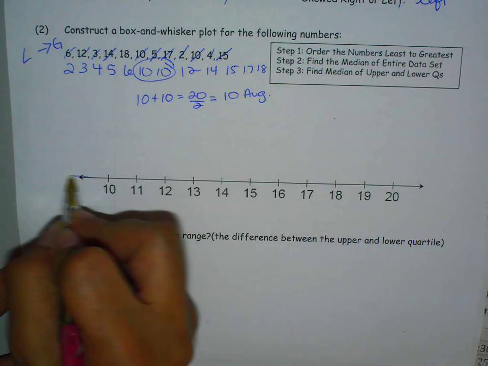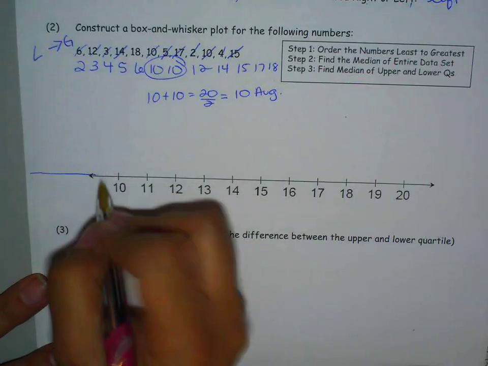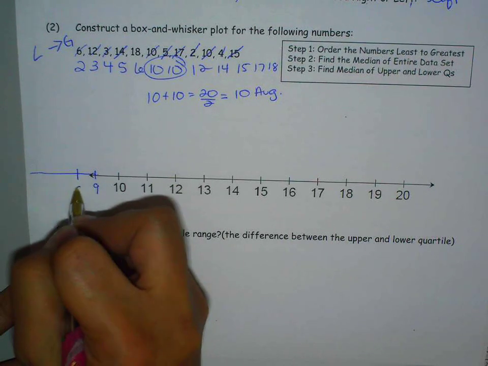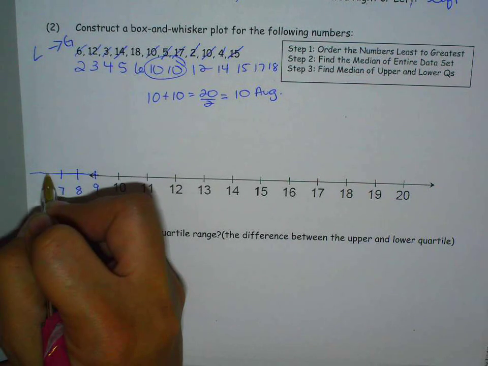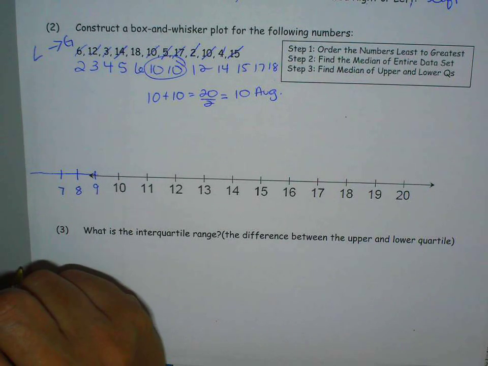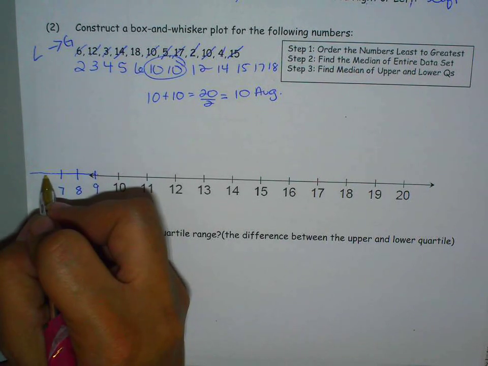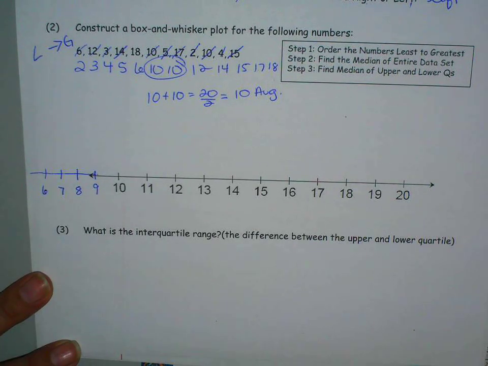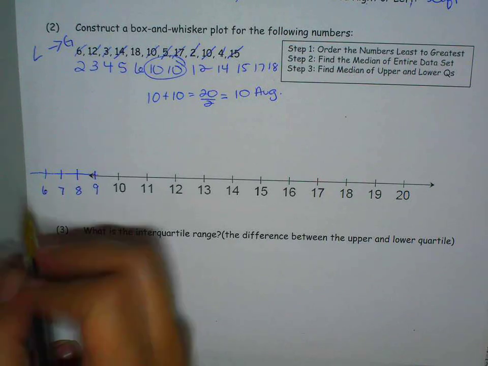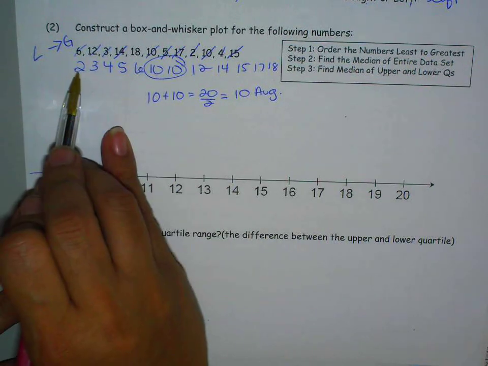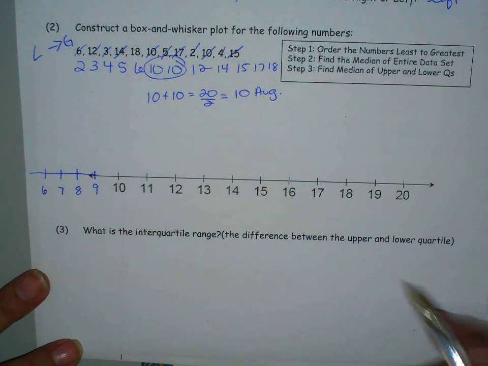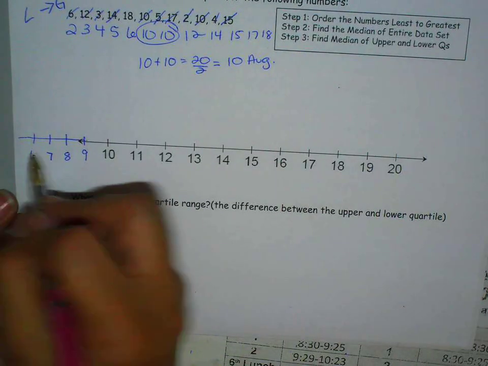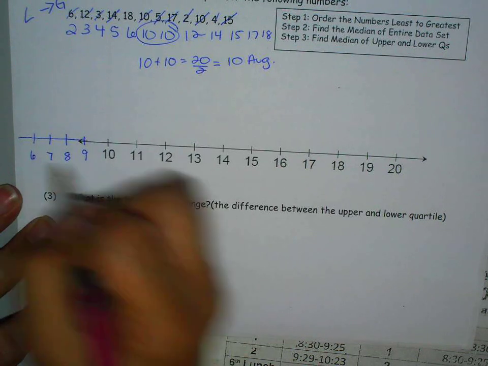I'm actually going to make this a little bit longer. So this will be 9, 8, 7, 6. My lowest number is going to be 2. So I should actually, we're going to change this whole thing. I'm sorry.